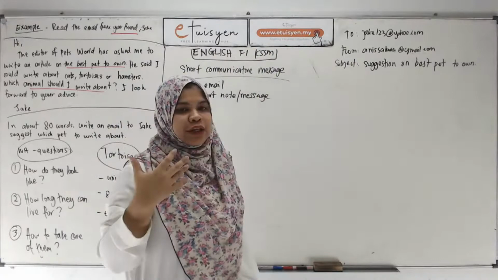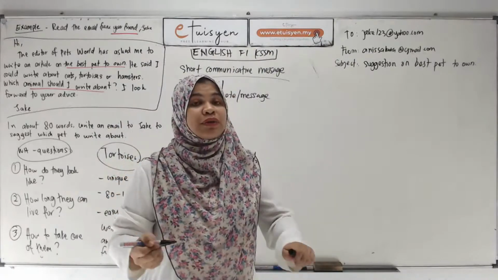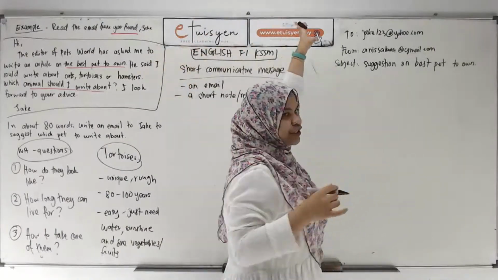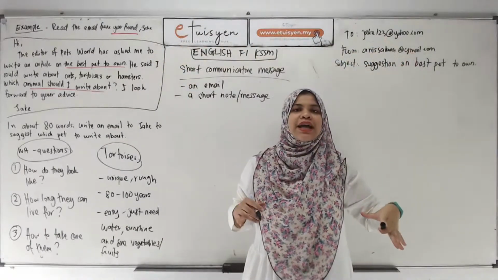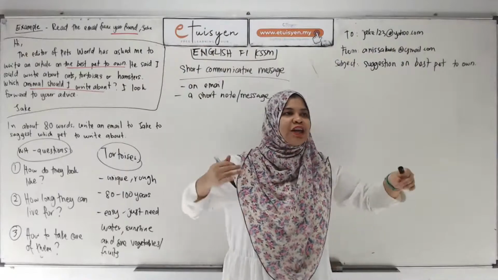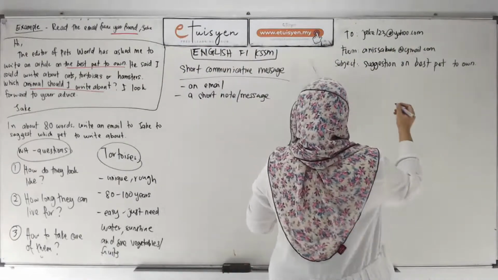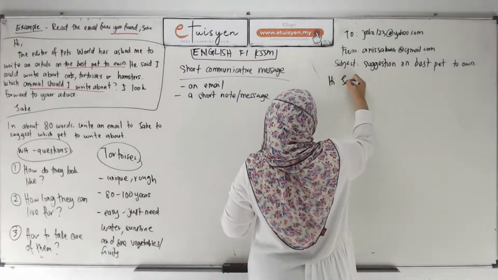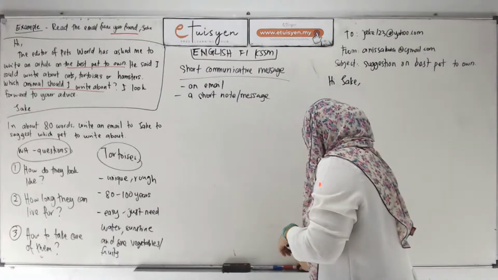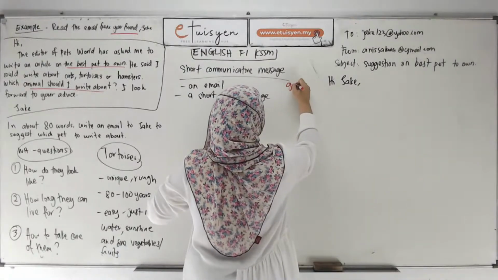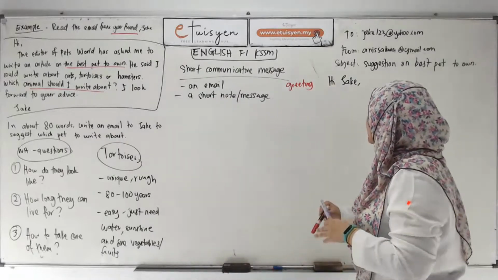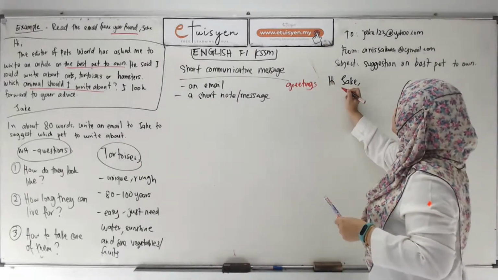Now, what do you need to write next for the email? You need to write the greeting. Because I'm a friend to Jake, I can use a casual way of greeting. So I can say, hey, yo, bro. No. Okay, so I can say hi. Hi, Jake. So this is the greeting.